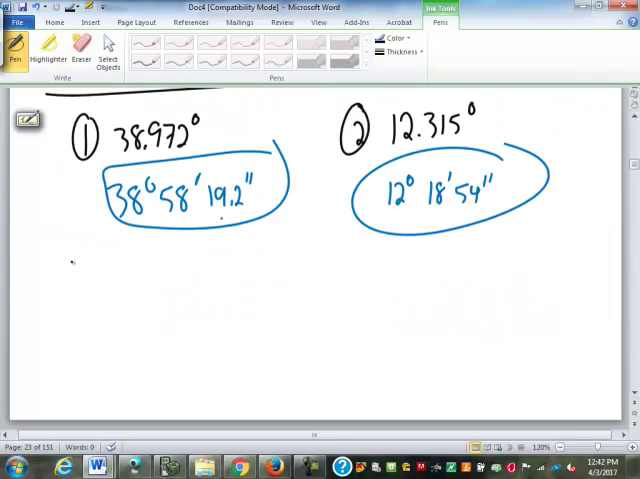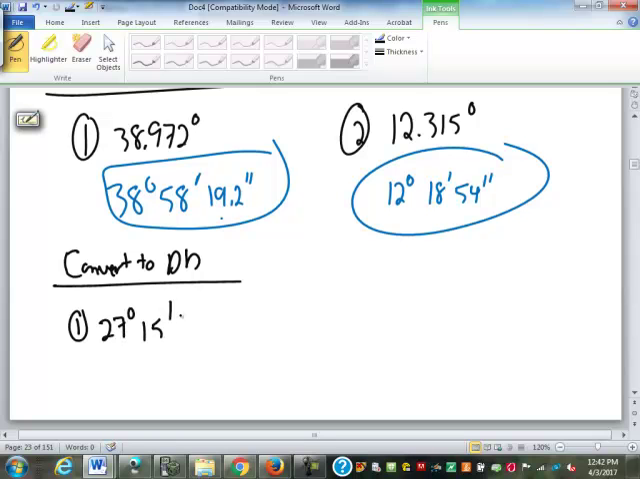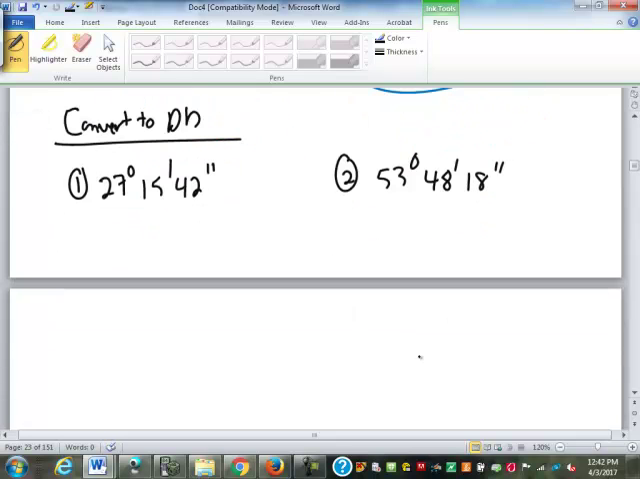Going the other way. Convert to decimal degrees. So I have 27 degrees, 15 minutes, 42 seconds, or 53 degrees, 48 minutes, 18 seconds. Convert those over to decimal degrees.